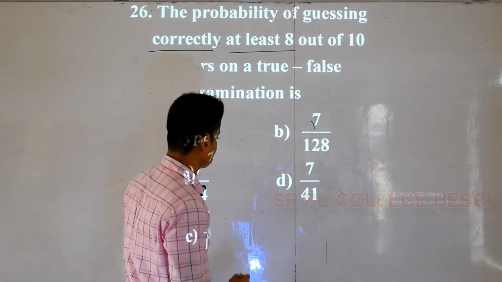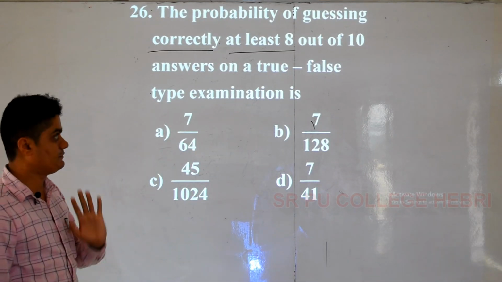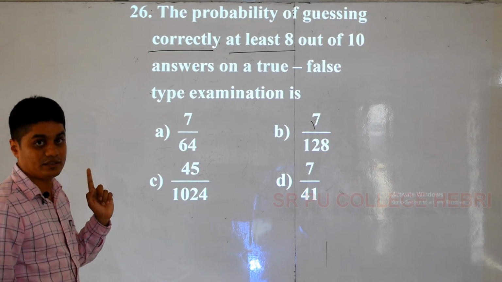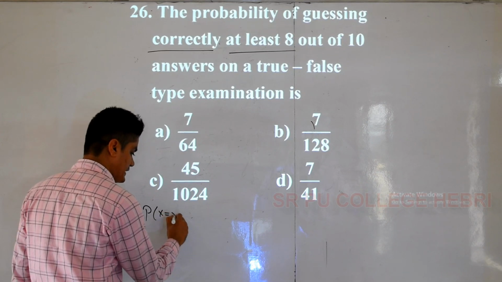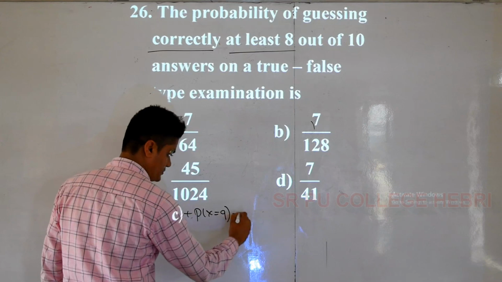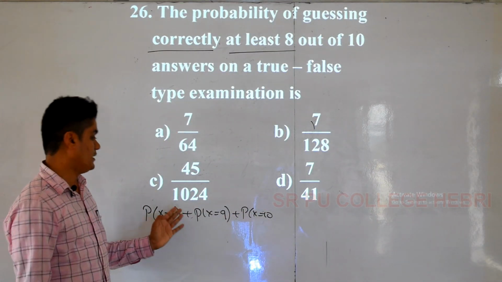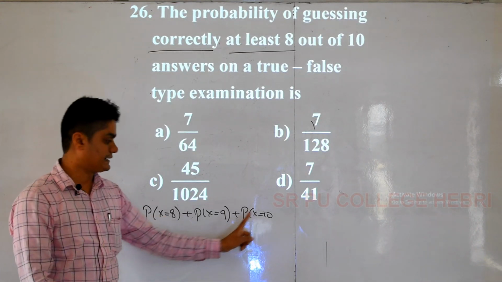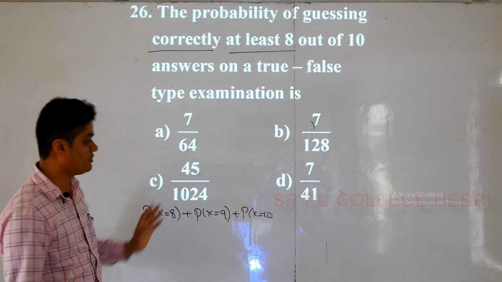See, you can answer like this. Tell me first the possibilities. At least 8 out of 10 answers in a true-false statement. Remember that. Understood what I am telling? At least, on the word at least, P of x is equal to 8, minimum 8. P of x is equal to 9 is possible. P of x is equal to 10. And he can guess all 8 questions correctly, or maybe 9 questions correctly, or maybe all 10 questions correctly, right? Minimum 8, at least 8 out of 10.